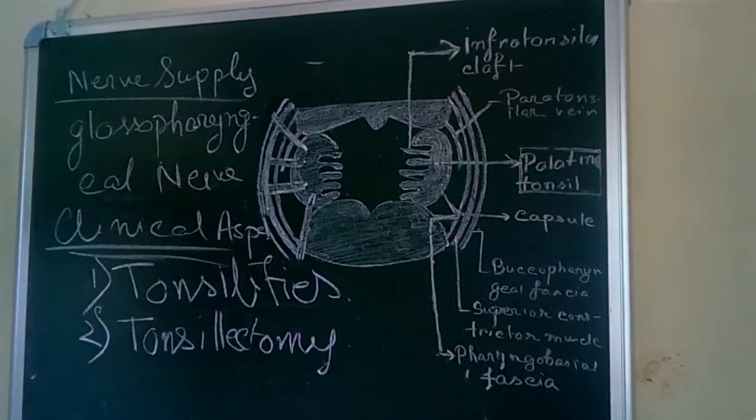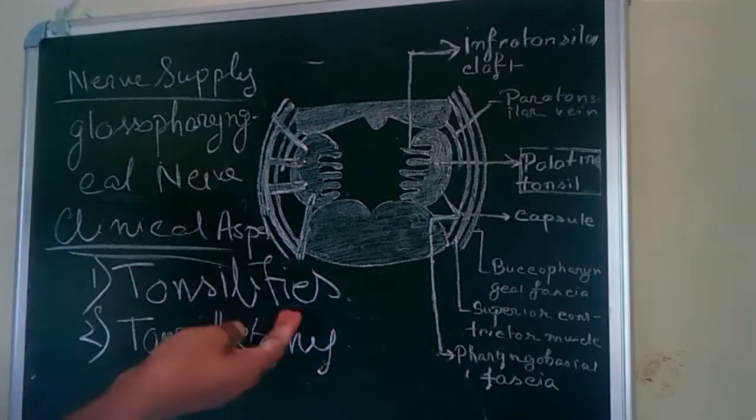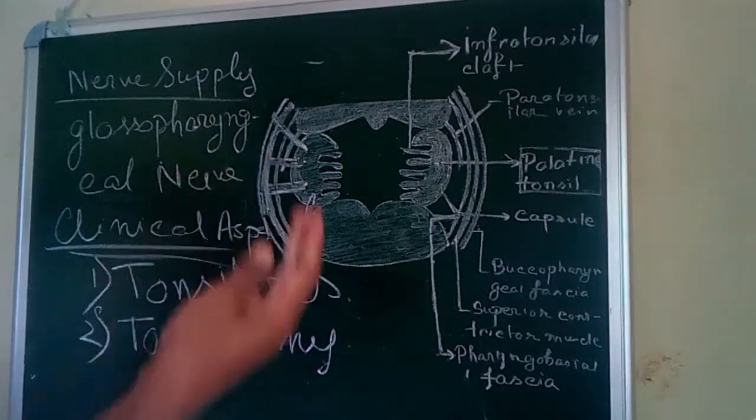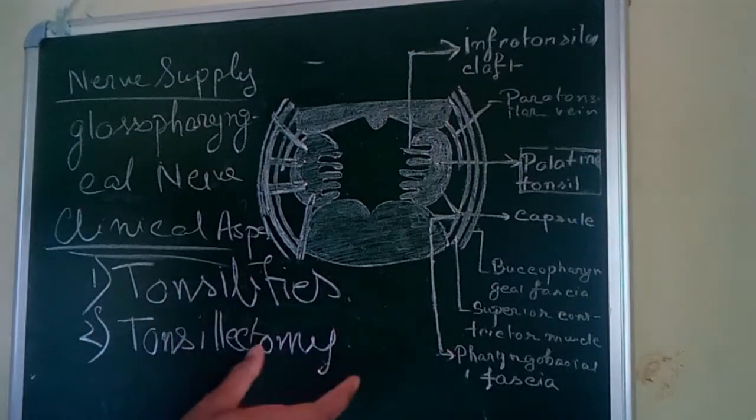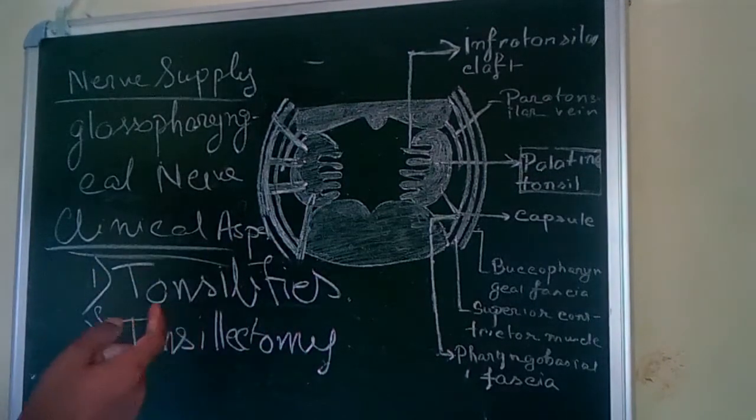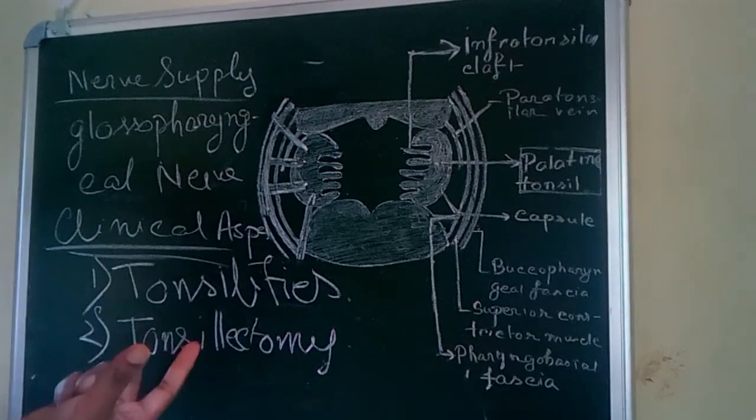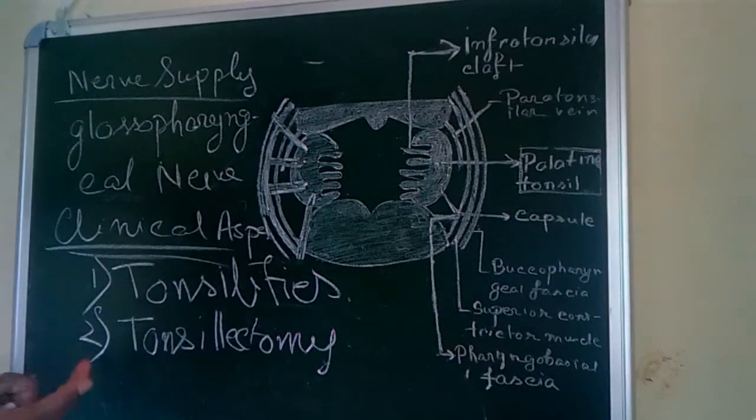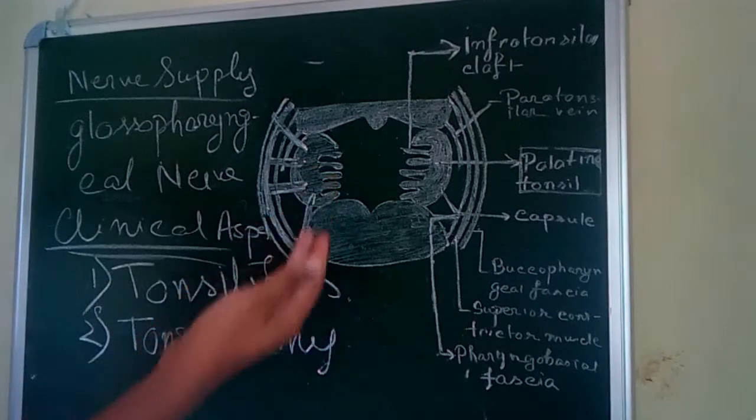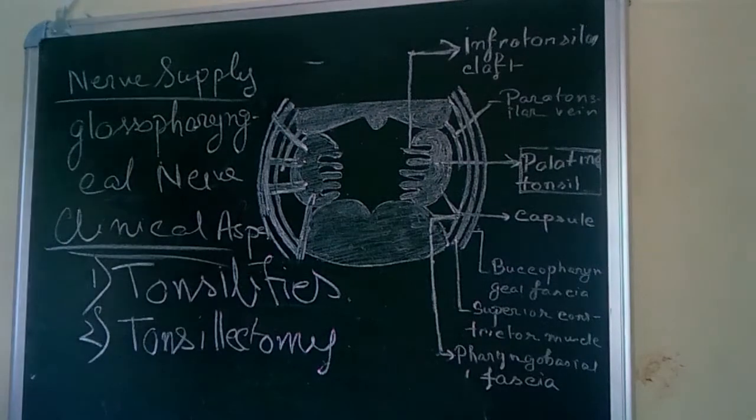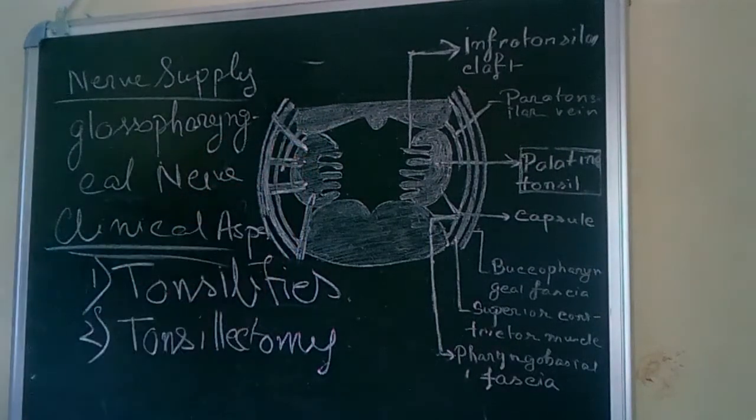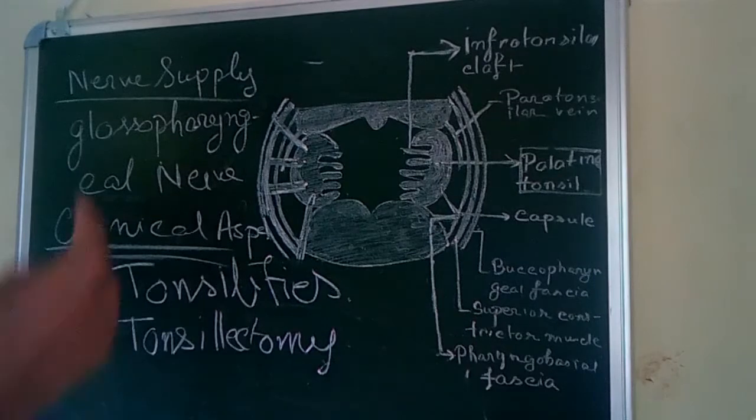Tonsillitis means repeated infection in the tonsil. It is caused mainly in children up to puberty, and it is treated by antibiotics. Then tonsillectomy, the removal of the tonsil, is done when it becomes a place where repeated infection occurs, and sometimes it enlarges in size and blocks the passage, so it should be removed.